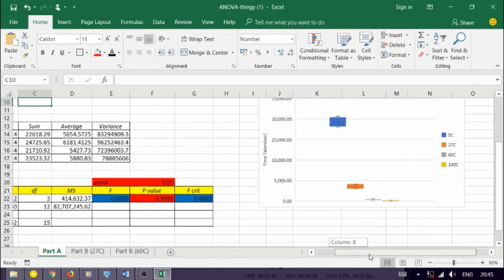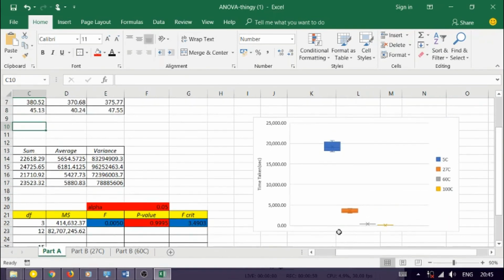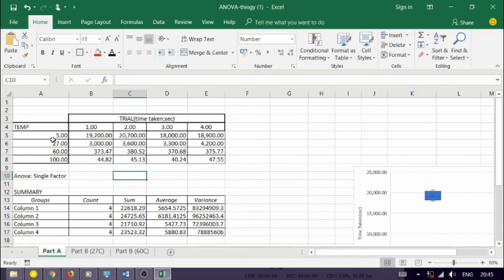But for our bars and whiskers graph, you can see here it is not related to each other. This is because of the large difference of temperature at which we conducted the experiment, which is 5, 27 and up to 100.